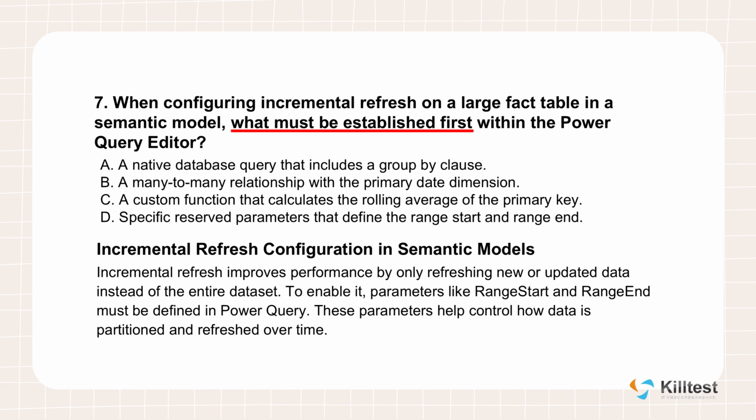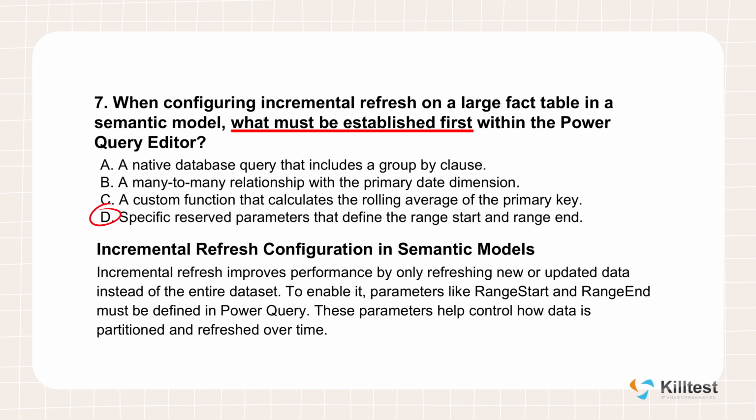This is a classic question about resource management on the DP-600. The correct answer is D, specific reserved parameters that define the range start and range end. Okay. And these parameters, quite literally named range start and range end, are completely mandatory. Yet how do they actually work? Like, how do two little parameters stop the system from swallowing the whole ocean of data?